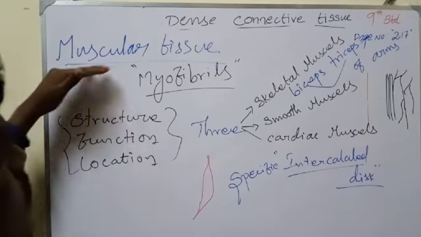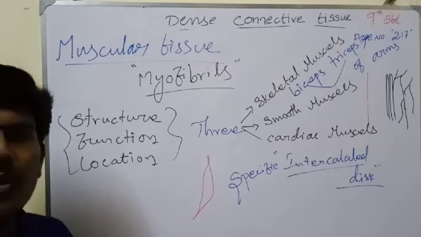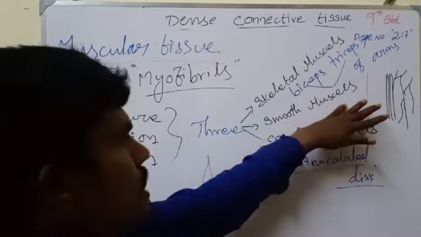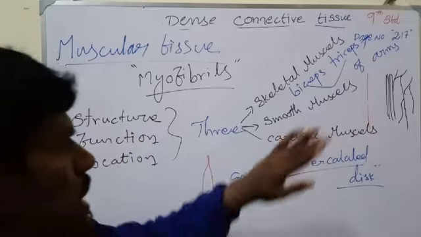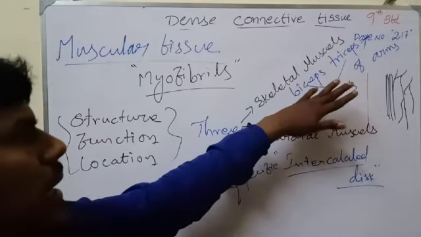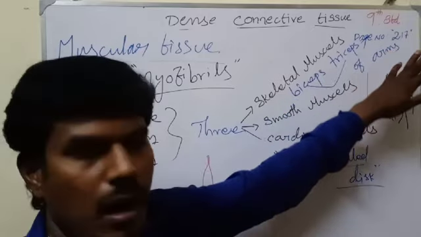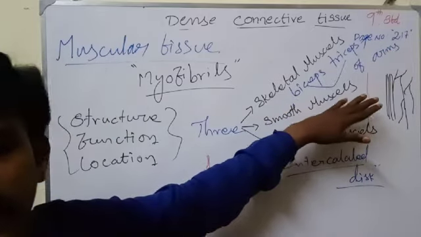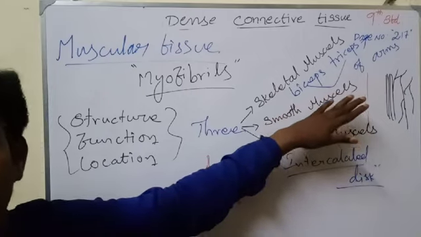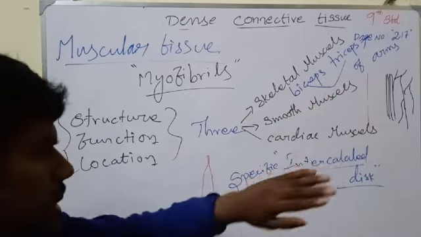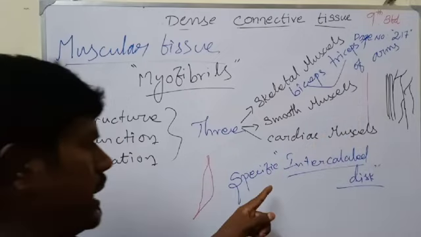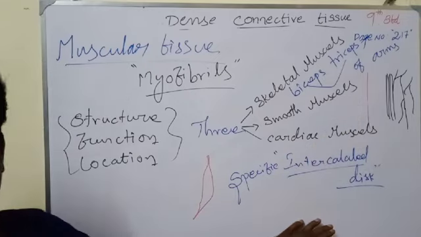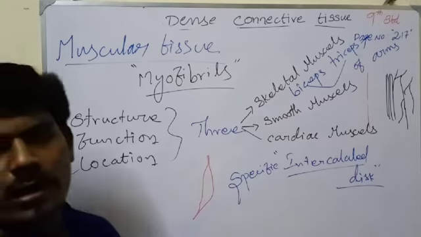And then muscular tissue. Muscular tissue has three types. What are they? Skeletal muscles, smooth muscles, and cardiac muscles. The skeletal muscles are present in the biceps and triceps of the arms, and smooth muscles are present in the small intestine, gastric glands and blood vessels. The cardiac muscles are present in the human heart. That is the specialized, specific contractile tissue that composes the human heart.